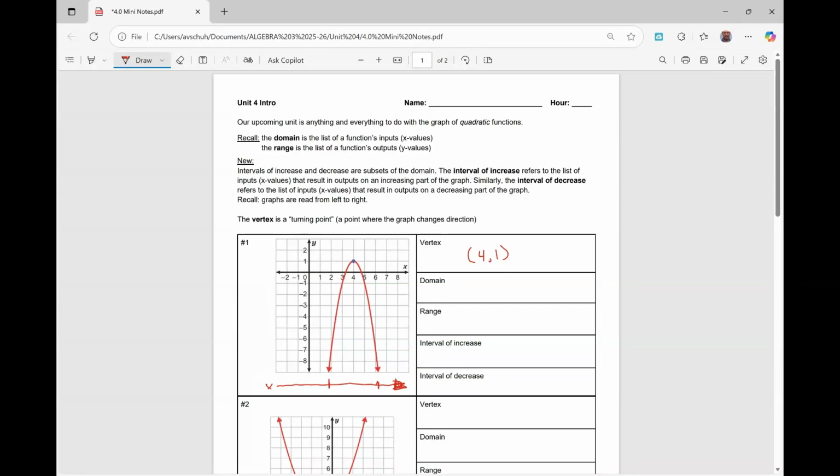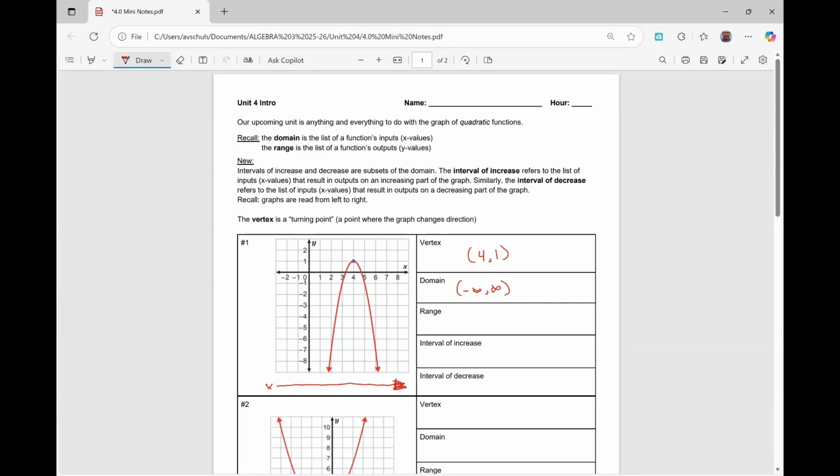But we also have to remember that there are arrows here. And so the arrows are going to allow us to take that graph and show that it's never going to stop. So going left, it's never going to stop, and going right, it's never going to stop, which means that our domain is going to be negative infinity to infinity. Remember the difference. The vertex is talking about a point specifically. The domain is talking about a set of numbers. The set of numbers will be negative infinity to infinity because, again, it's never going to stop.